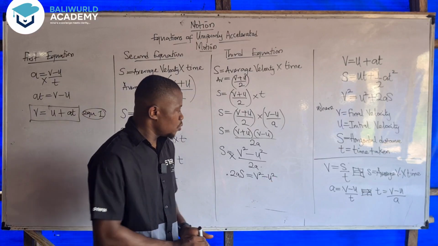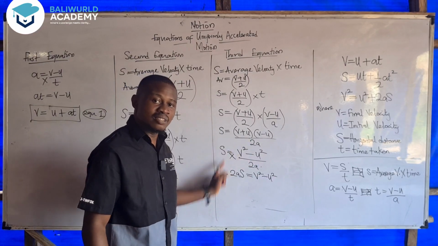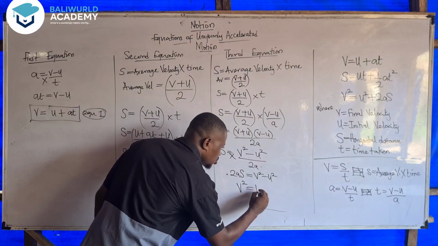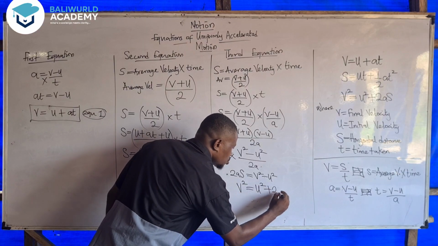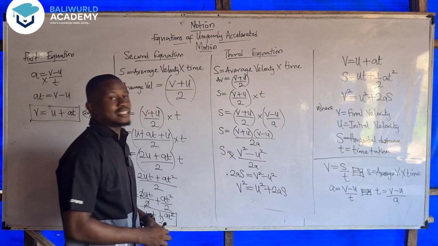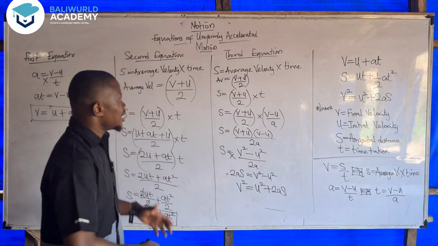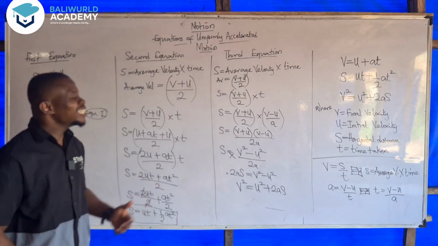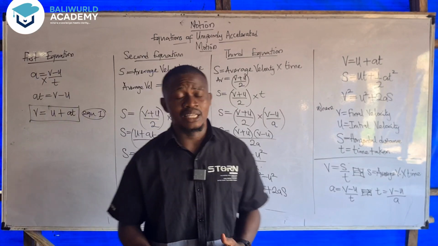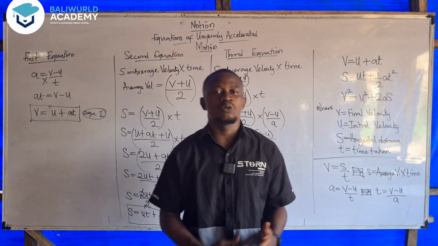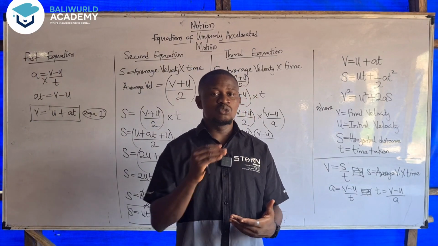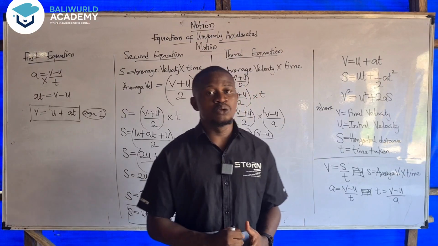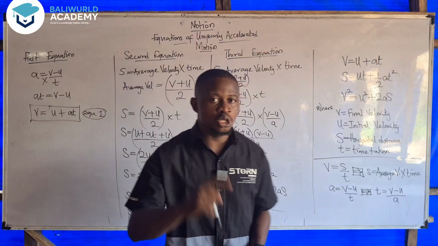Now we'll take this negative u square to the other side. When we do that, our final equation is going to be v square equals u square plus 2as. That is the third equation of motion. Now, just as a summary, all of these are derivations for the equations of motion. The essence of the derivation of the equations of motion is to know that some questions require you not to start with or make use of the final formula, but to know how to use the intermediate formulas to answer a series of questions.